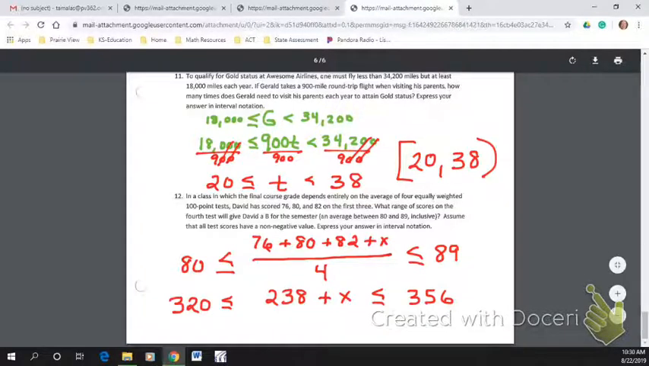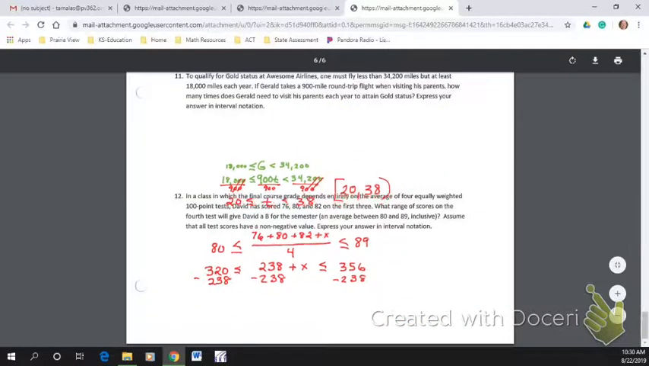356. So just to make sure you know what I did there, I took this number times 4 to get this. Why did I multiply by 4? To get rid of this fraction. So I took this times 4, this times 4, and this times 4. And then I added these 3 together to get the 238. Okay, what do I have left to do to get x by itself? Subtract 238. So if I subtract 238, what will I get?